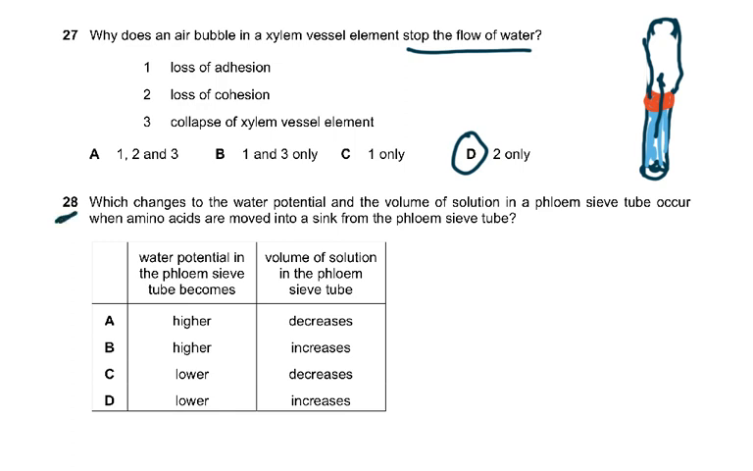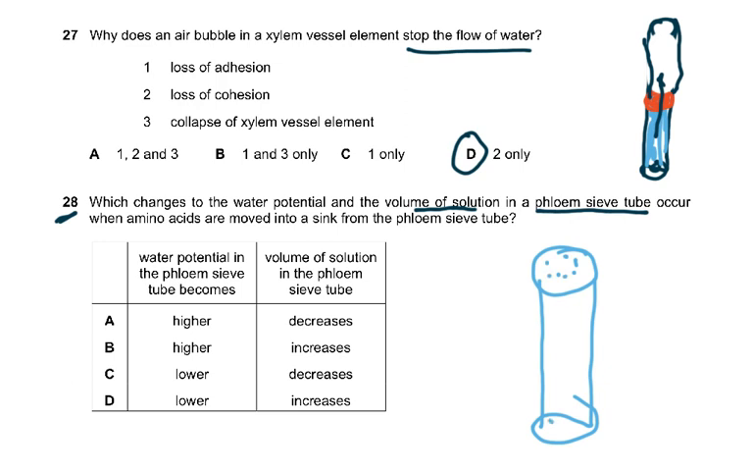Then question number 28, which changes to the water potential and the volume of solution in a phloem sieve tube? Okay, let's imagine a phloem sieve tube. Again, we have a lot of problems with you imagining a phloem sieve tube. So this is a phloem sieve tube with the sieve plates here. Now, when amino acids are moved out of here, say amino acids move out, what is going to happen to the water potential? So the solute decreases. So the water potential is going to become higher. When solute moves out, water potential becomes higher.